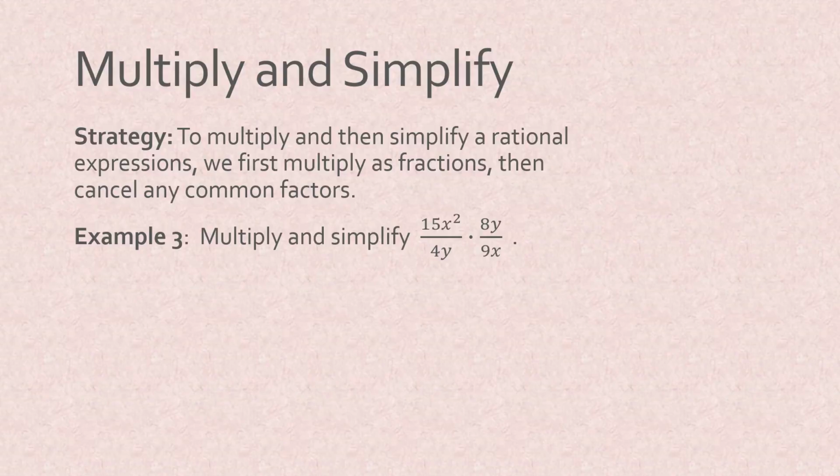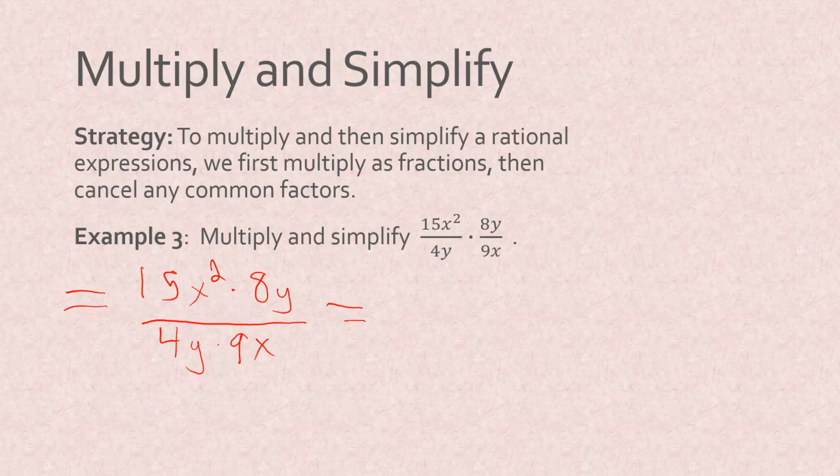So, for example, if we want to multiply and simplify 15x squared over 4y times 8y over 9x, we will just employ the strategy that we first multiply the two fractions together. Now, I'm not going to multiply the 15 and the 8 because in the end, I'm going to have to factor them anyways to cancel out any common factors. So, I'll just merely write it as 15x squared times 8y, and all of that is over 4y times 9x.